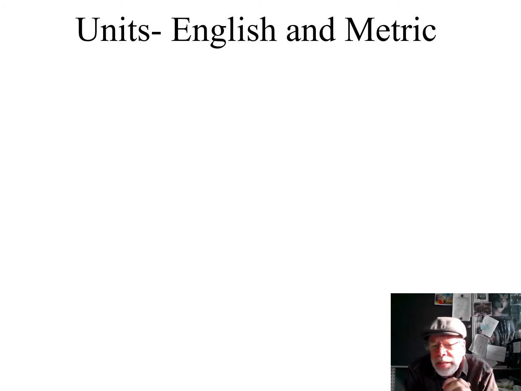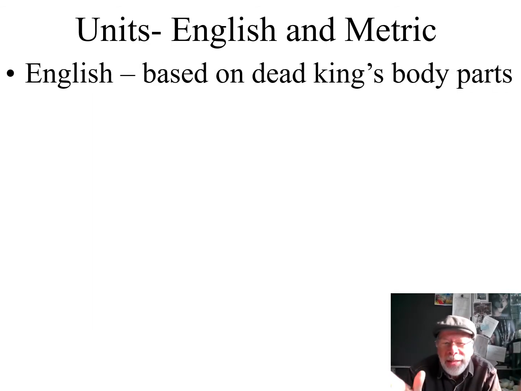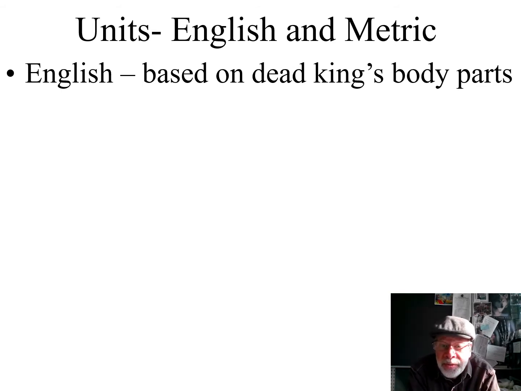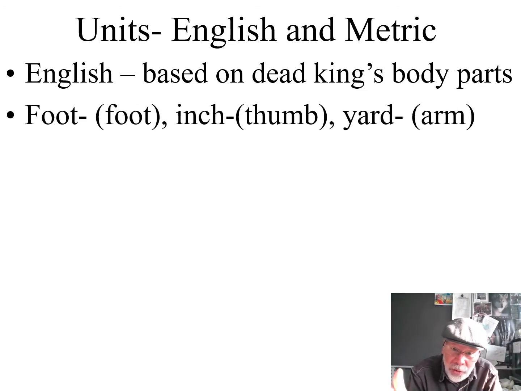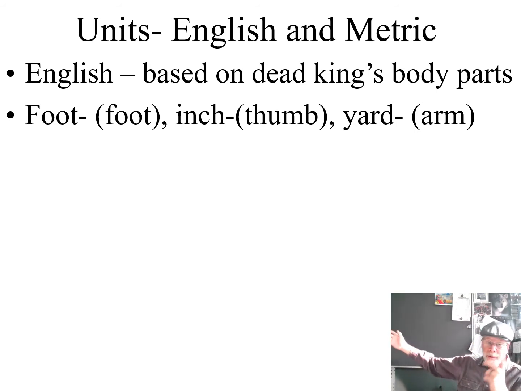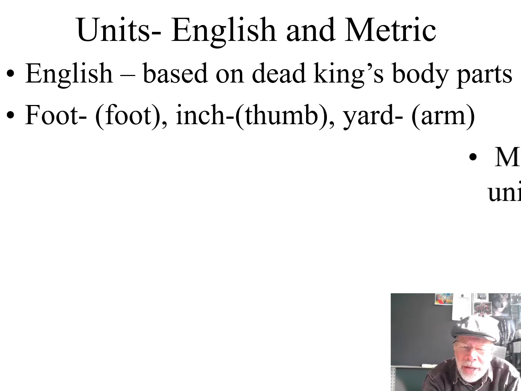English and metric units. Well, I posted a video on Schoology about how goofy the English measurements are. But the English measurements are based on dead king body parts. The king used himself as a standard. So you have the foot, which is a foot. An inch is a thumb. Yard is the distance from your nose to your outstretched hand. That would be a yard. Not the most efficient measuring system.